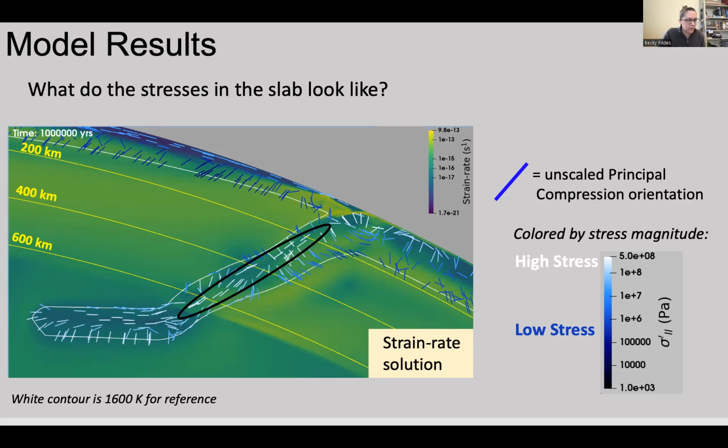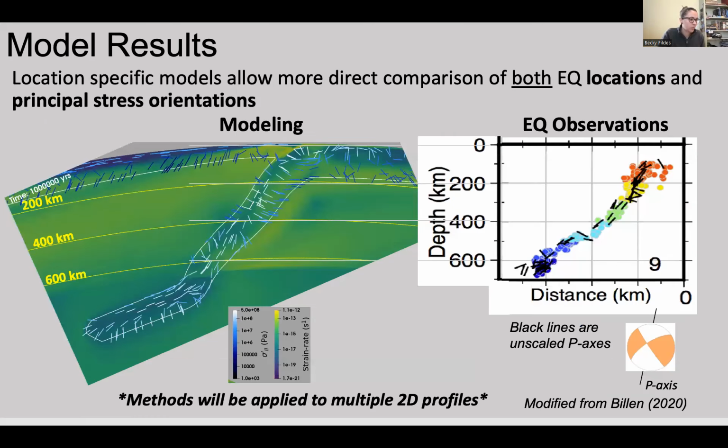Since this is a particular profile within the subduction zone, we can pull the earthquakes for that profile as another check on our model, and compare the computed p-axis orientations from the previous slide with the computed p-axis orientations from the focal mechanism solutions of the actual earthquakes. A couple of first glance checks: we do see some good agreement between where we have some down dip compression on the front side of the slab and some more horizontal orientations in the back, with some more complicated changes in down dip compression orientations as we go deeper.